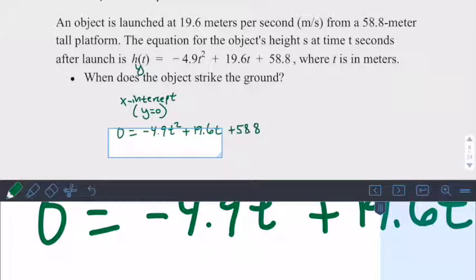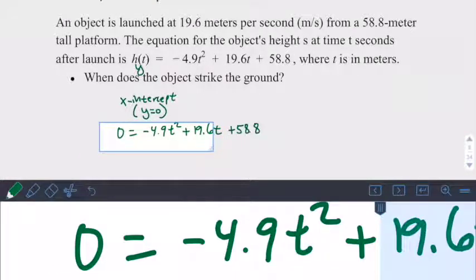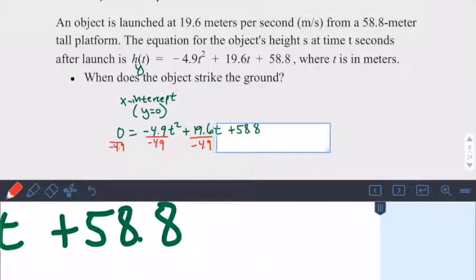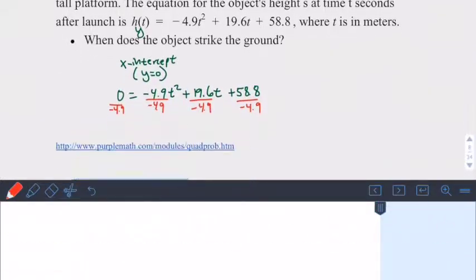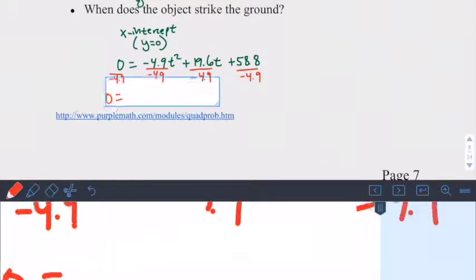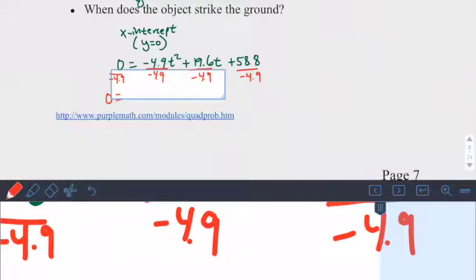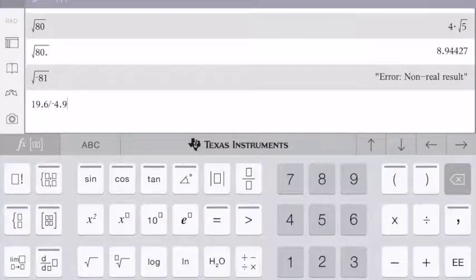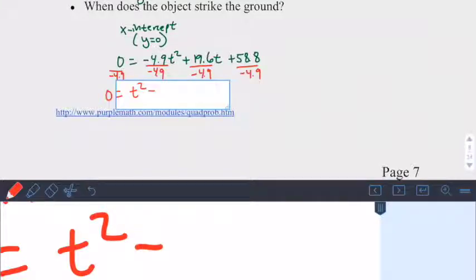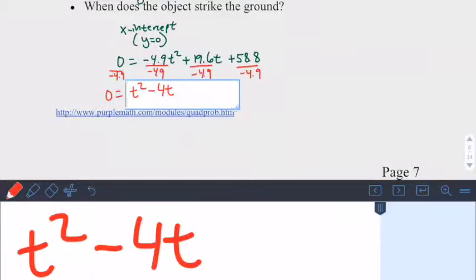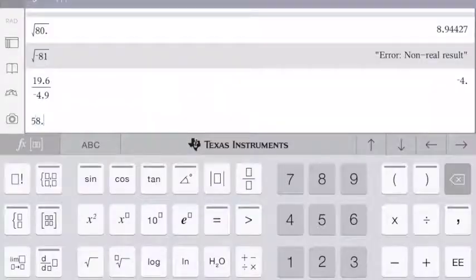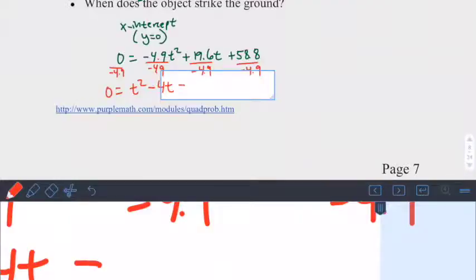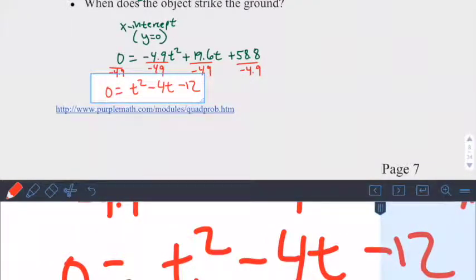What we're going to do is divide negative 4.9 out of the entire thing. I'm going to divide everything by negative 4.9. Well, 0 divided by 4.9 is 0. This first one, negative 4.9 divided by negative 4.9 is 1. So I get t squared. 19.6 divided by negative 4.9, I need a calculator for that. So minus 4t. And 58.8 divided by negative 4.9 is negative 12. Okay, now I have a quadratic that I could do a little more with.